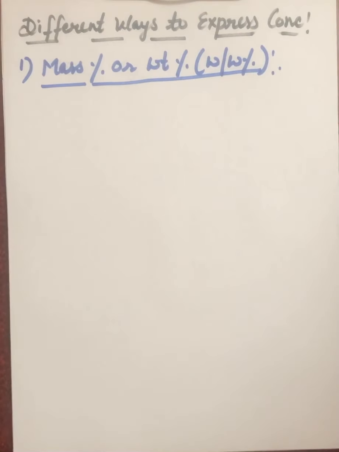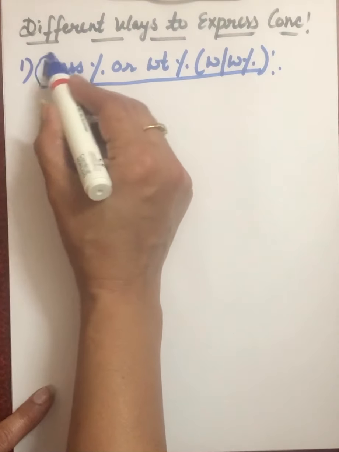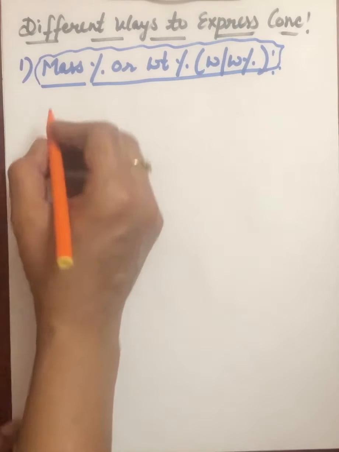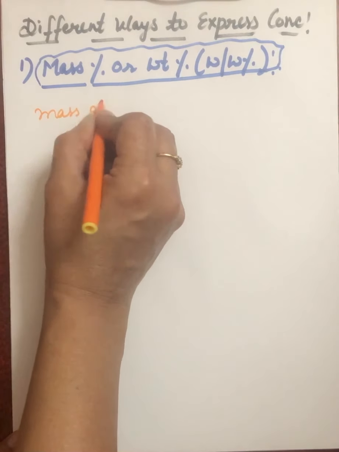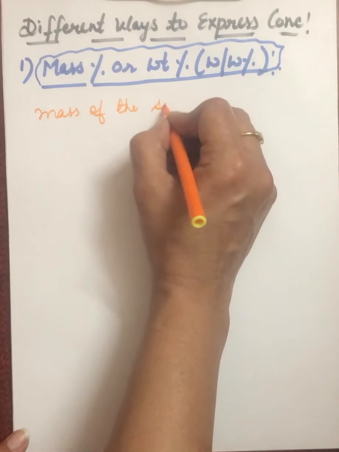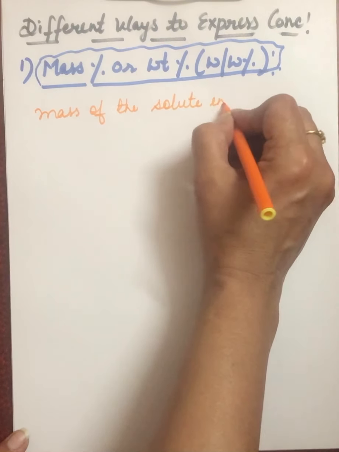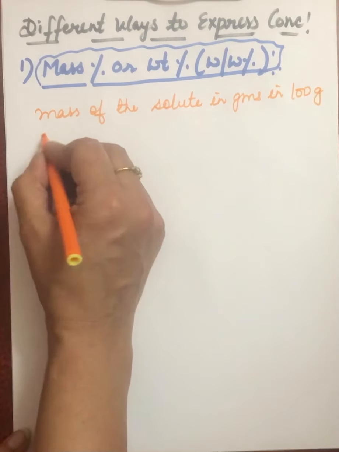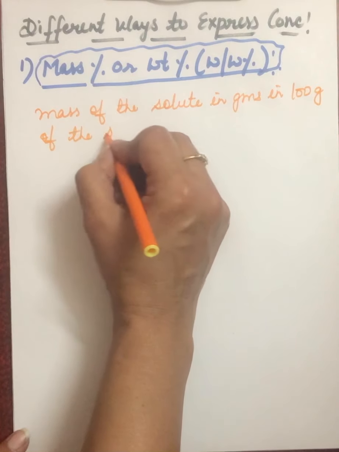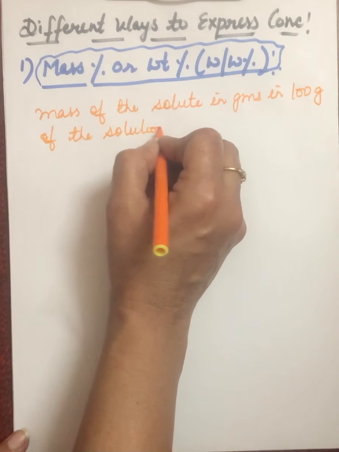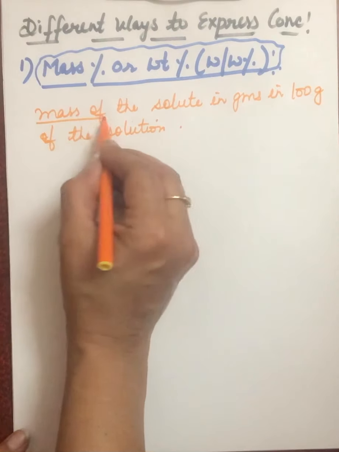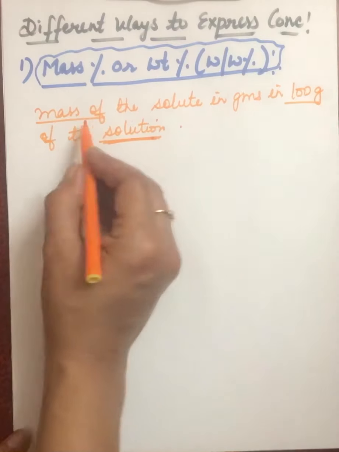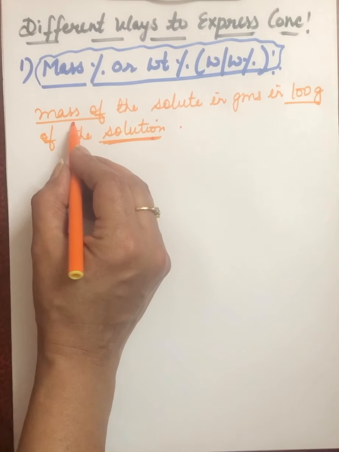What is the meaning of mass percentage or weight percentage of a solution? If we define it, we'll say it is the mass of the solute, that we have to take in grams, in 100 gram of the solution. In 100 gram of solution, we have made the solution by adding solute and solvent. In this 100 gram of solution, how much is the mass of the solute?